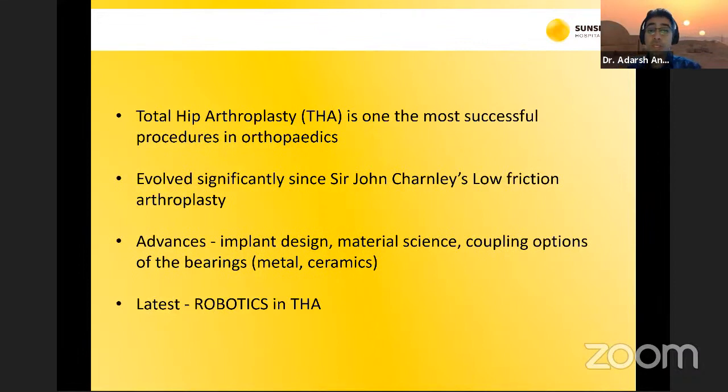We know that, and it's evolved significantly since Sir John Charnley's low friction arthroplasty. And the advances have been all over in terms of implant design, material science, coupling options of the bearings like metal and ceramics. But the latest advancement has been in robotics.